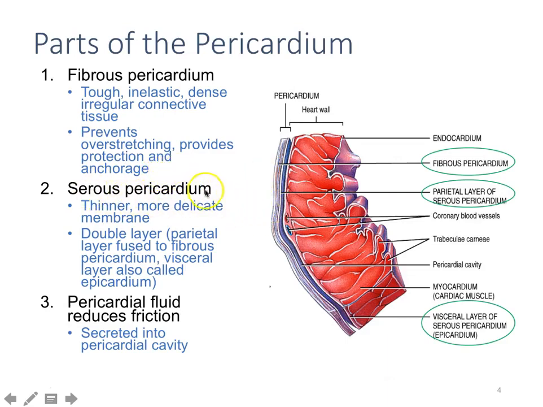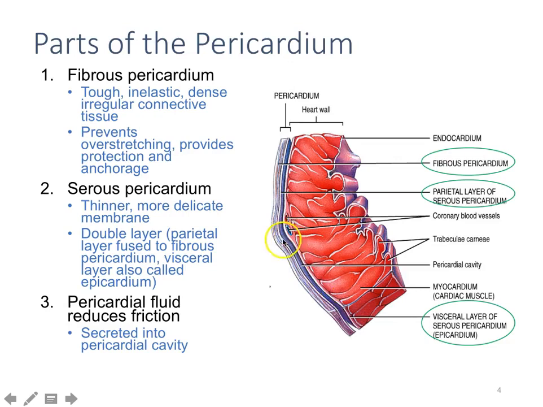Then we have what's known as the serous pericardium. This is much thinner, and it has two layers. Lining the inside of that fibrous pericardium, we have the parietal layer of the serous pericardium. And then lining the surface of the heart itself, we have the visceral layer of the serous pericardium, and what you'll probably hear me call it a lot is the epicardium.